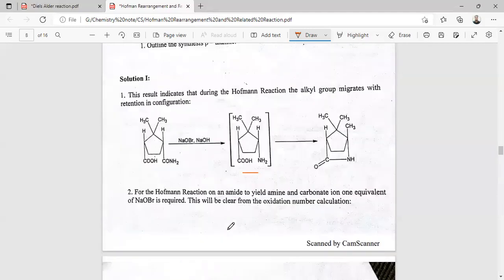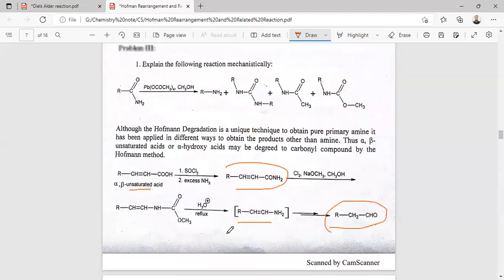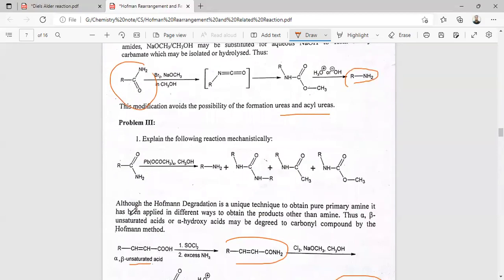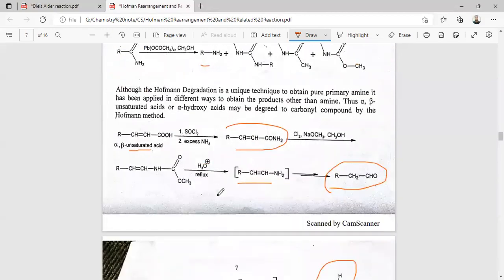So the next question is: explain the following reaction mechanistically. Here this amide reacts with lead tetraacetate, Pb(OAc)4, to form this amine.